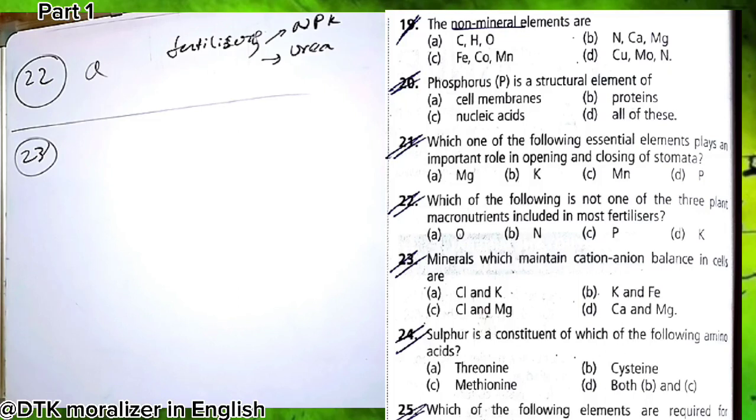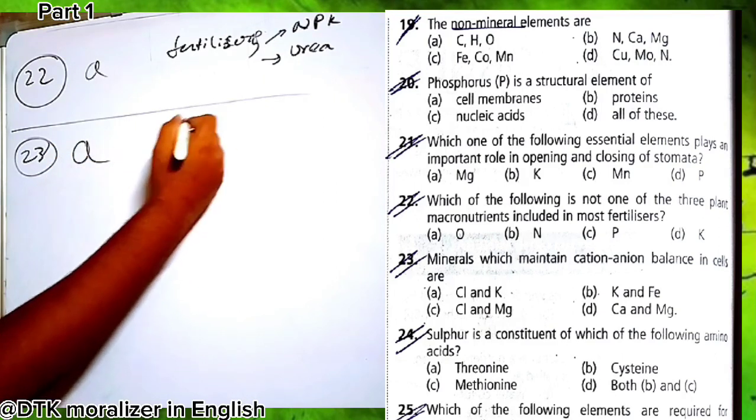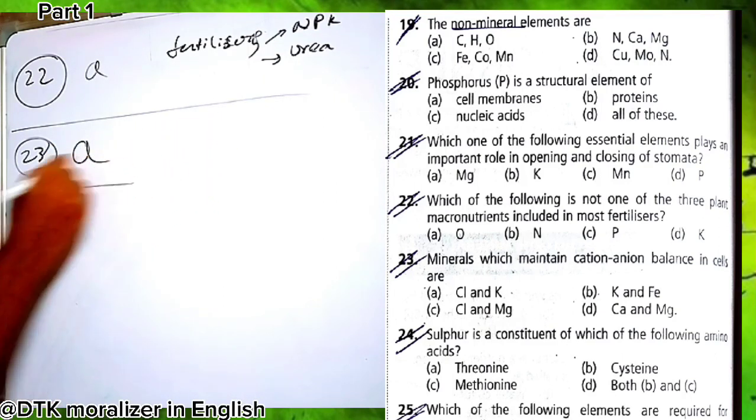Now question number 23. Minerals which maintain cation anion balance in cells are: chlorine, potassium; potassium, iron; chlorine, magnesium; calcium, magnesium. So here cation anion balance is maintained by chlorine and potassium. So option A.